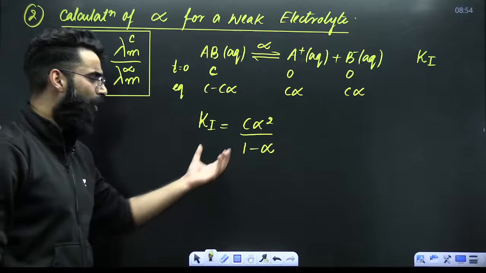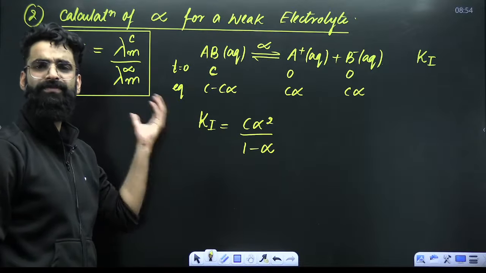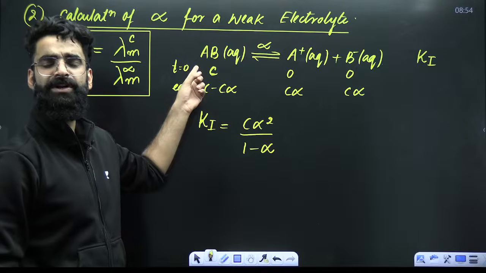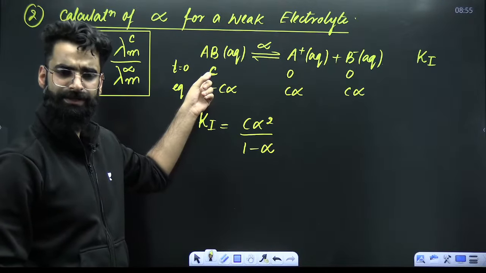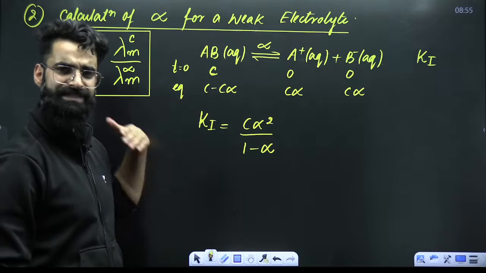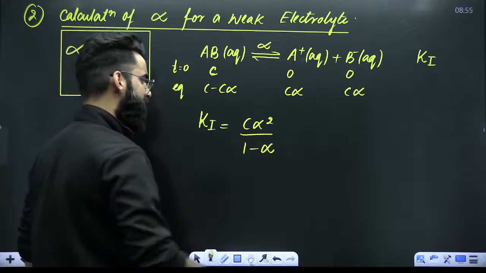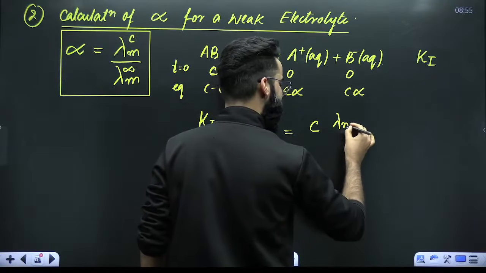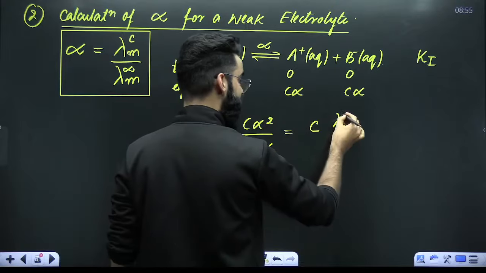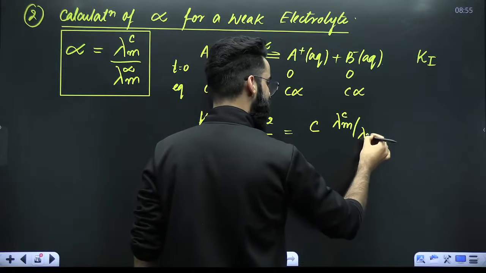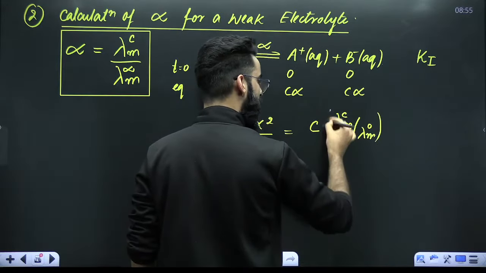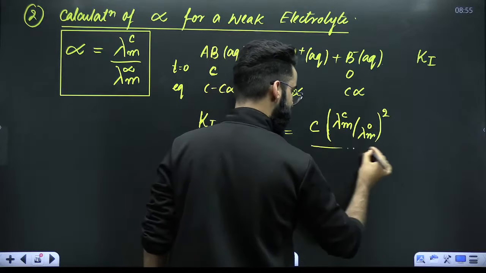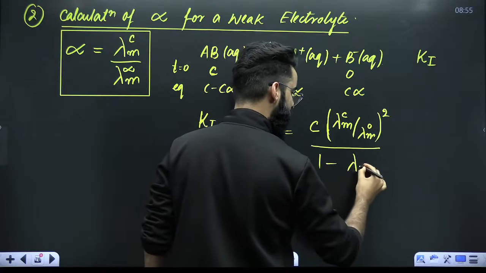Now, my dear students, already alpha you know. Alpha is equal to what? Alpha is molar conductivity of the weak electrolyte at a given concentration divided by molar conductivity of the same weak electrolyte at infinite dilution. So this is C alpha square divided by 1 minus alpha.